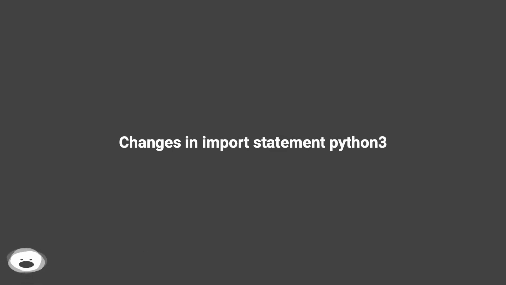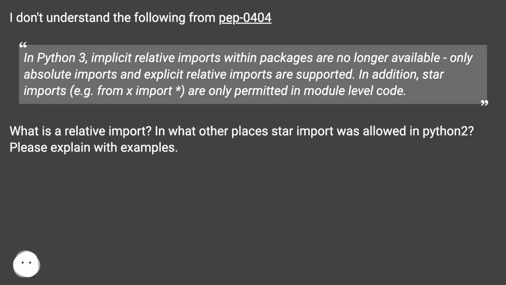Changes in import statement Python 3. I don't understand the following from Peppo404. In Python 3, implicit relative imports within packages are no longer available, only absolute imports and explicit relative imports are supported. In addition, star imports, for example from X import *, are only permitted in module-level code.